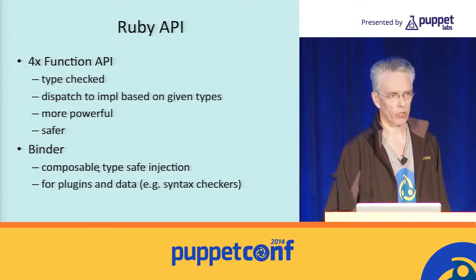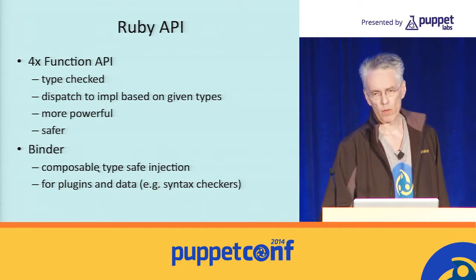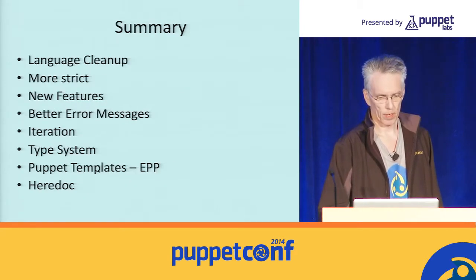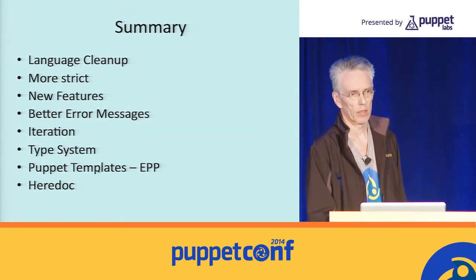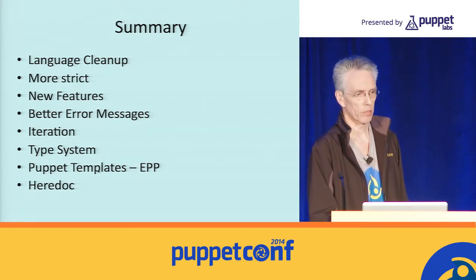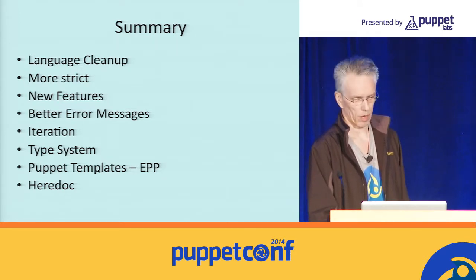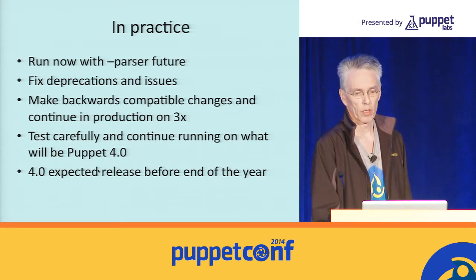And we have a binder that we are now going to use more and more for plugins and extensions, and you will be seeing more about that later. So just to summarize, language cleanup is more strict. It's a whole bunch of new features, better error messages. You get iteration, you have a type system, and you get the Puppet templates, EPP, and HEREDOC, all in Puppet 4. You can run this now with Future Parser.